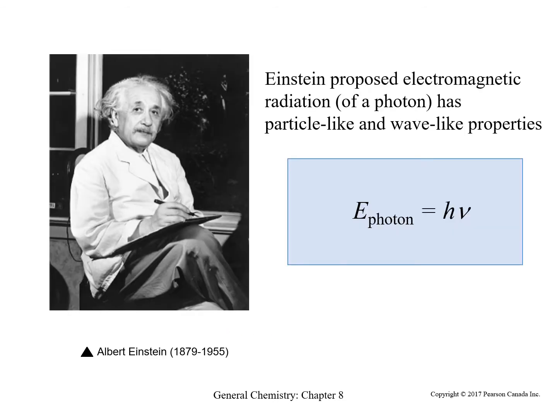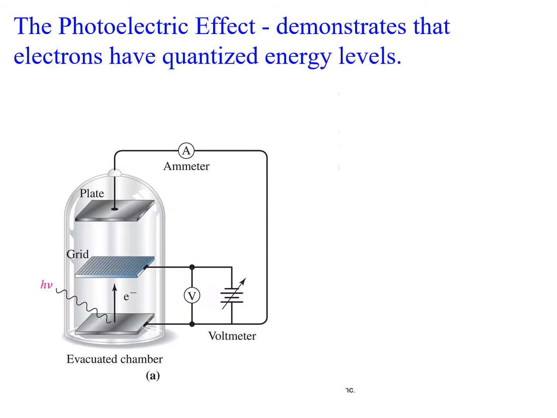And so Einstein, with all of his work, and he had a large body of work in science, proposed that electromagnetic radiation of a photon has both particle-like and wave-like properties. And so matter at the atomic level has a duality of particle-like behavior and wave-like properties. And the energy of a photon is equal to Planck's constant times nu. We're going to use that going forward.